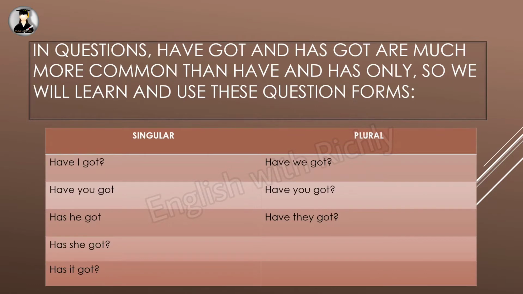Singular, plural. Have I got, have we got. First person singular I, first person plural we. Have I got, have we got. Have you got. Second person singular, have you got. Second person plural, have you got. Has she got, has he got, has it got. Third person singular. Has he got, has she got, has it got. Third person plural, have they got.